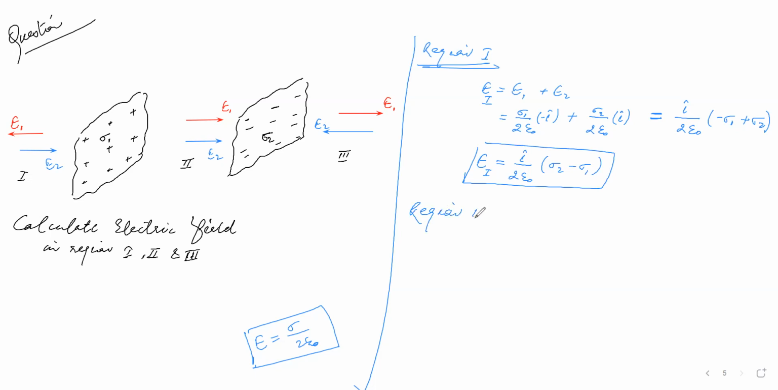Similarly, in region 2, this is your E of 2, which is E1 plus E2. What is your E1 in region 2? Sir, sigma 1 over 2 epsilon naught, i cap, plus the second one, sigma 2 over 2 epsilon naught, i cap. Hence we can say i cap over 2 epsilon naught, sigma 1 plus sigma 2. Do you understand? Yes, sir. Note it down, please.